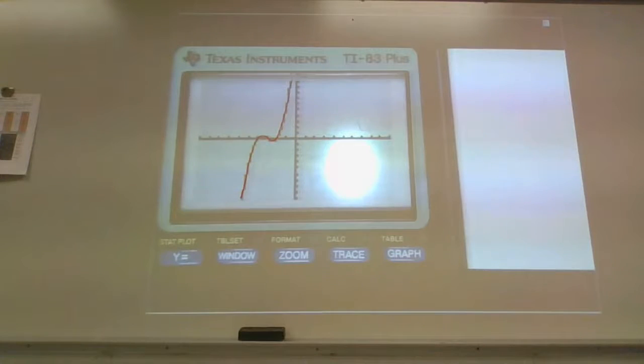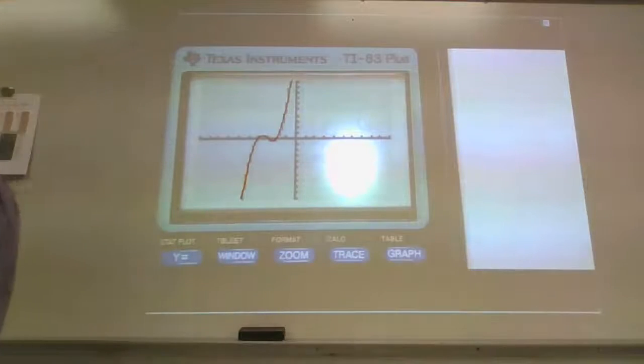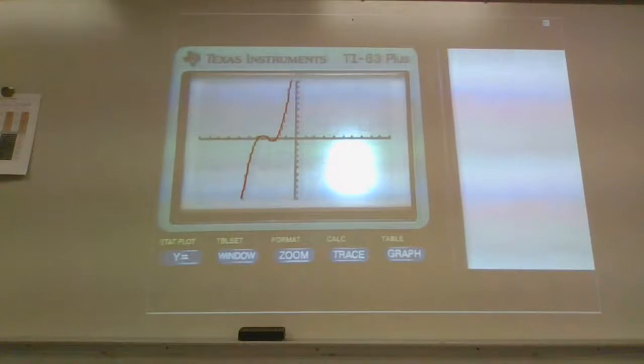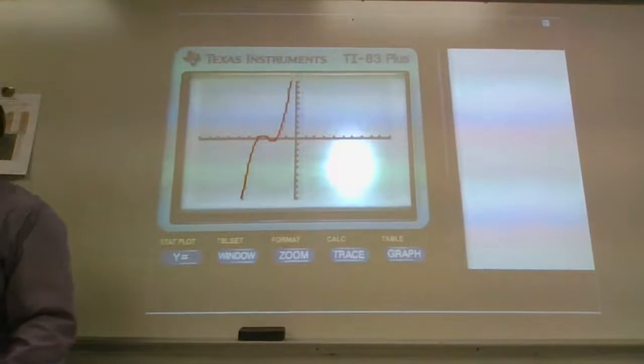Can you tell me, or can you guess where? This polynomial crosses the x-axis 3 times. Can you guess where? What value or what x-intercept value do you think it is? Looks like 3 different ones. Guess one of them.